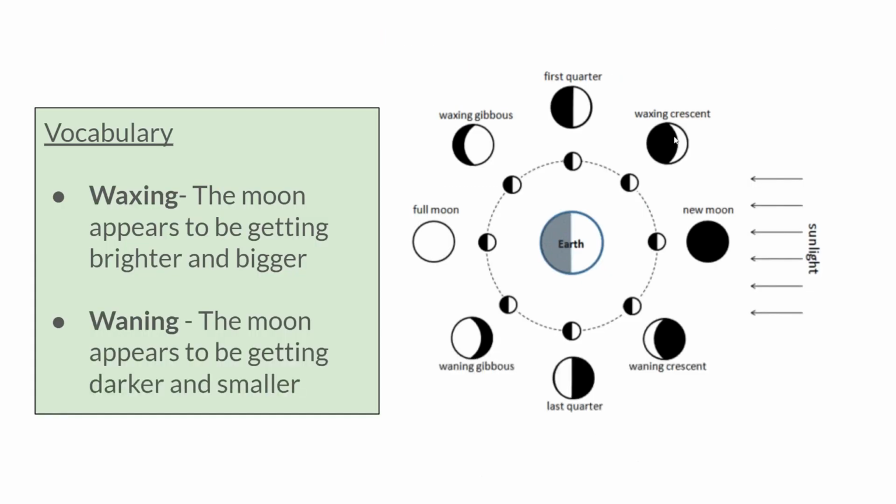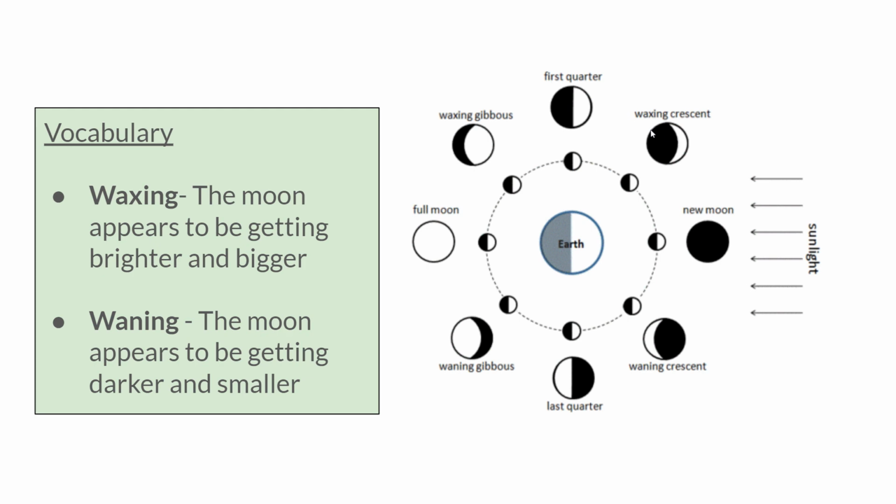Now, let's talk about what we call the different phases of the moon. You have to know two different words: waxing and waning. Waxing is when the moon appears to be getting brighter and bigger in the sky, and waning is when the moon appears to be getting darker and smaller in the sky. And these are our phases. Notice that the new moon is always next to the sunlight.